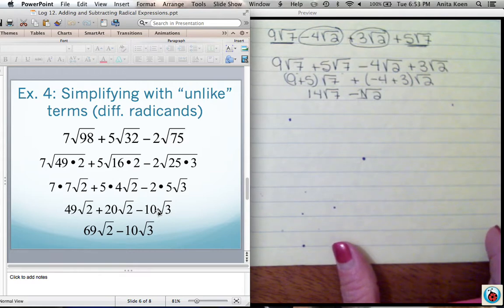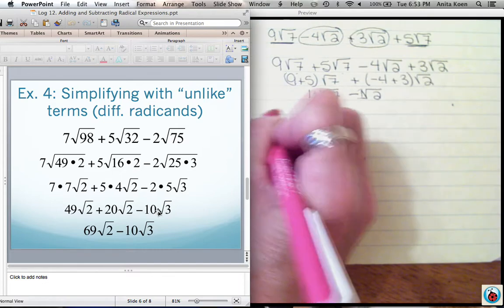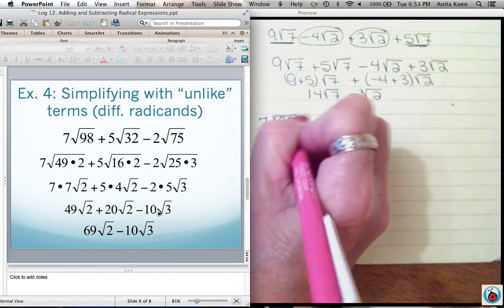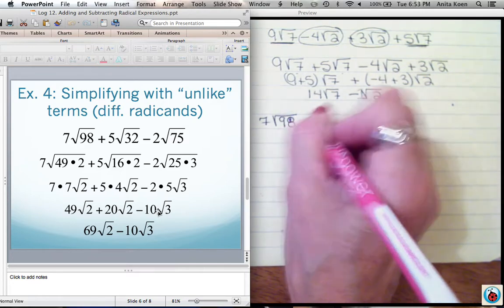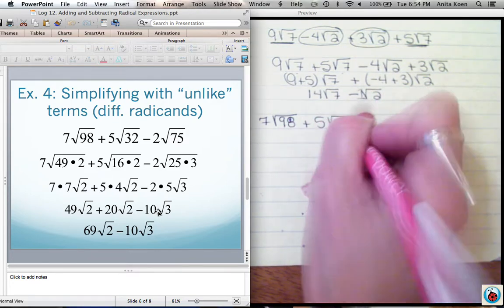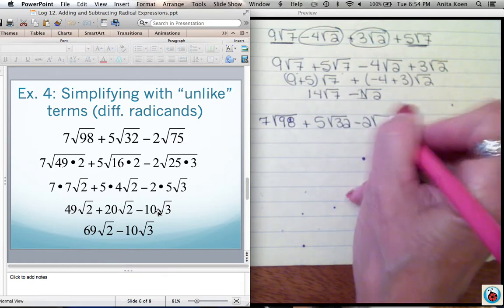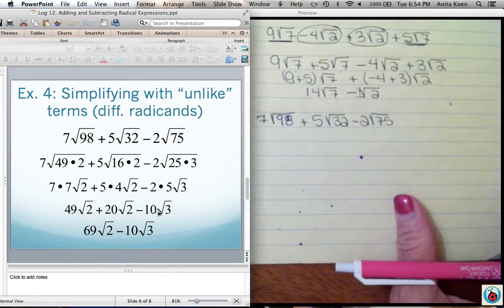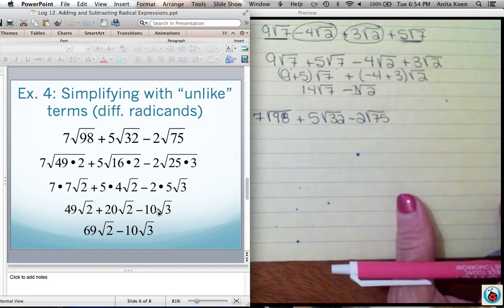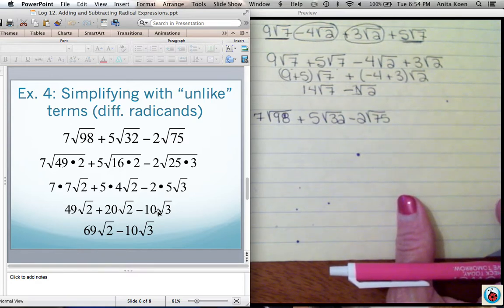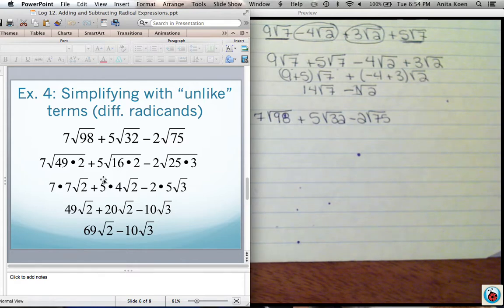Now we're going to be simplifying with unlike terms or different radicands. So I have 7 times the square root of 98 plus 5 times the square root of 32 minus 2 times the square root of 75. These radicals do not have the same radicands. Now in this PowerPoint, we've used our patterns that we looked at 2 days ago, and we have tried to come up with the largest perfect square factor for each of these radicands.